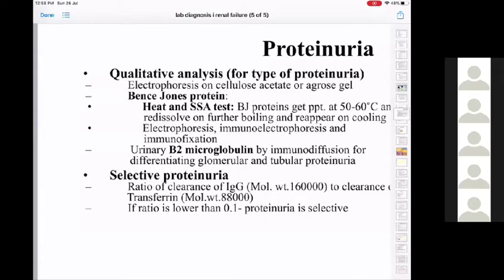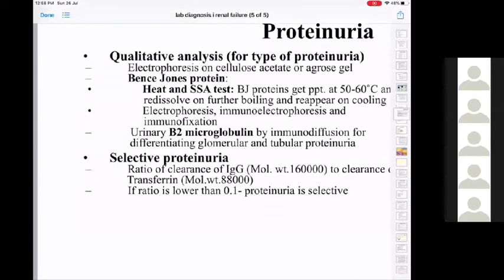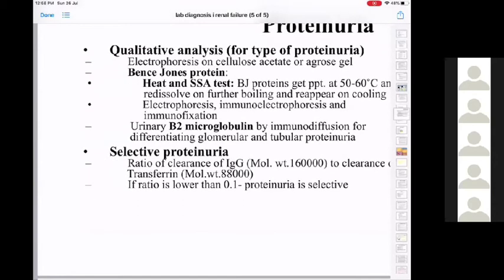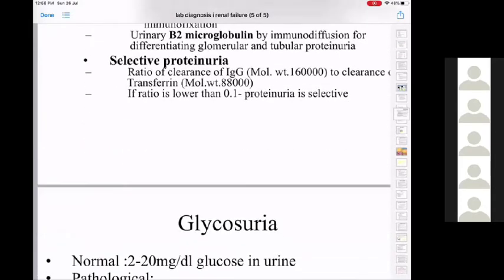Selective proteinuria is measured by the ratio of clearance of immunoglobulin, that is IgG, which is also a protein, to the clearance of transferrin, and if the ratio is lower than 0.1, the proteinuria is selective. So these are the methods by which we diagnose proteinuria.